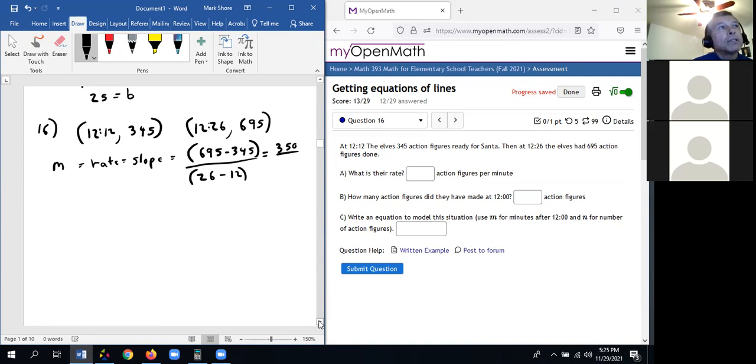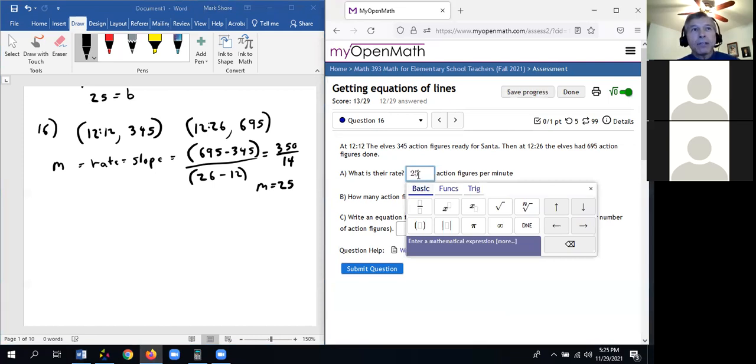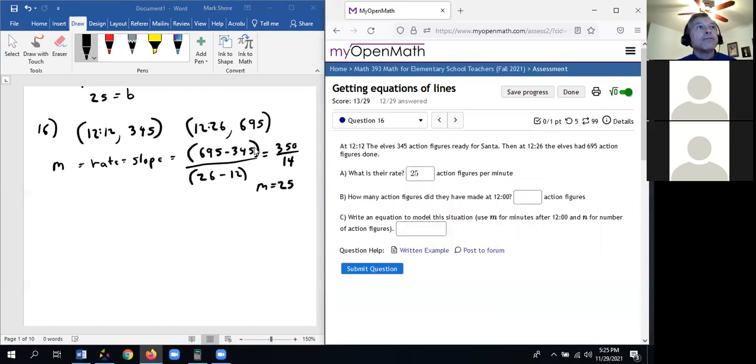And on the bottom, when you do this subtraction, I think it's 14. And 350 divided by 14, well, I think that's 25. Yeah, that's 25 right there. So your m, your slope, is 25. What does that mean? That means these elves are making 25 action figures every minute. See, that's what we did when we worked it out here. This is action figures, and this is number of minutes. Action figures per minute, 25 action figures per minute.